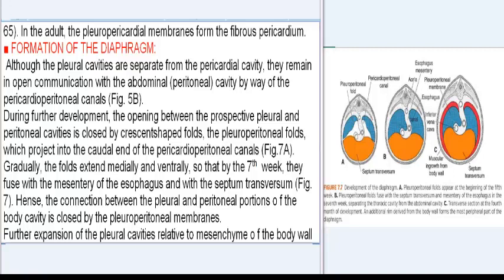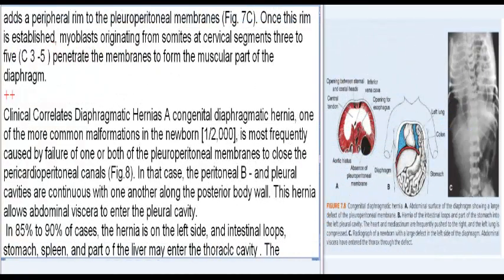Gradually, the folds extend medially and ventrally, so that by the 7th week, they fuse with the mesentery of the esophagus and with the septum transversum, Fig. 5.7b. Hence, the connection between the pleural and peritoneal portions of the body cavity is closed by the pleuroperitoneal membranes. Further expansion of the pleural cavities relative to mesenchyme of the body wall adds a peripheral rim to the pleuroperitoneal membranes, Fig. 5.7c. Once this rim is established, myoblasts originating from somites at cervical segments 3 to 5, C3-5, penetrate the membranes to form the muscular part of the diaphragm.